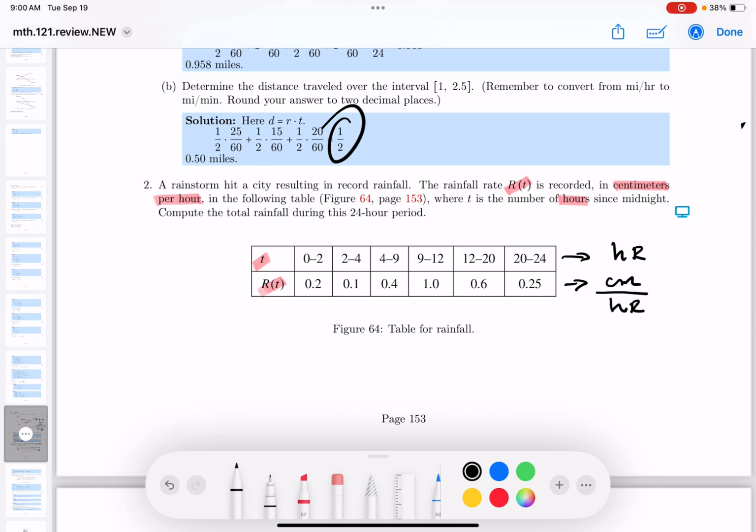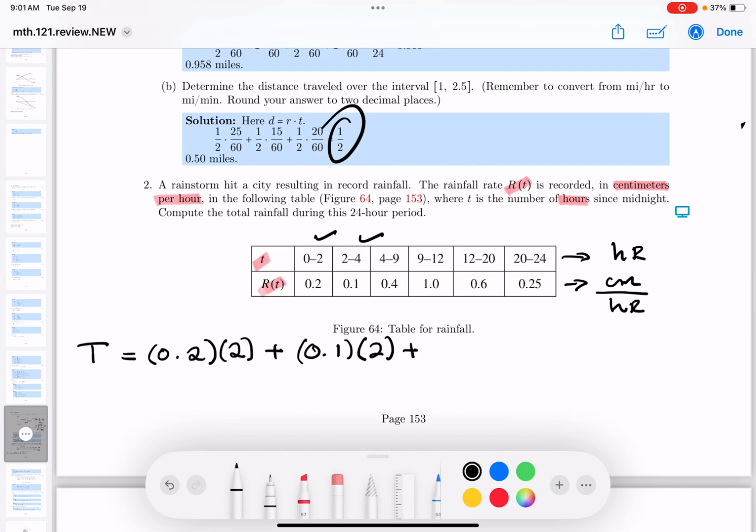So let's write this down. So the first rate is going to be, this is going to be the total rainfall. Let me just call it big T, for the total rainfall. What do you get over here? Well, you get 0.2. That's going to be 0.2 centimeters per hour. And how many hours did that occur? 2 hours. All right, this one's done. Let's go to the next one. What's the next one going to be? 0.1. And what's the amount of time there? It's 2 hours. It's 2 to 4, it's still 2 hours.